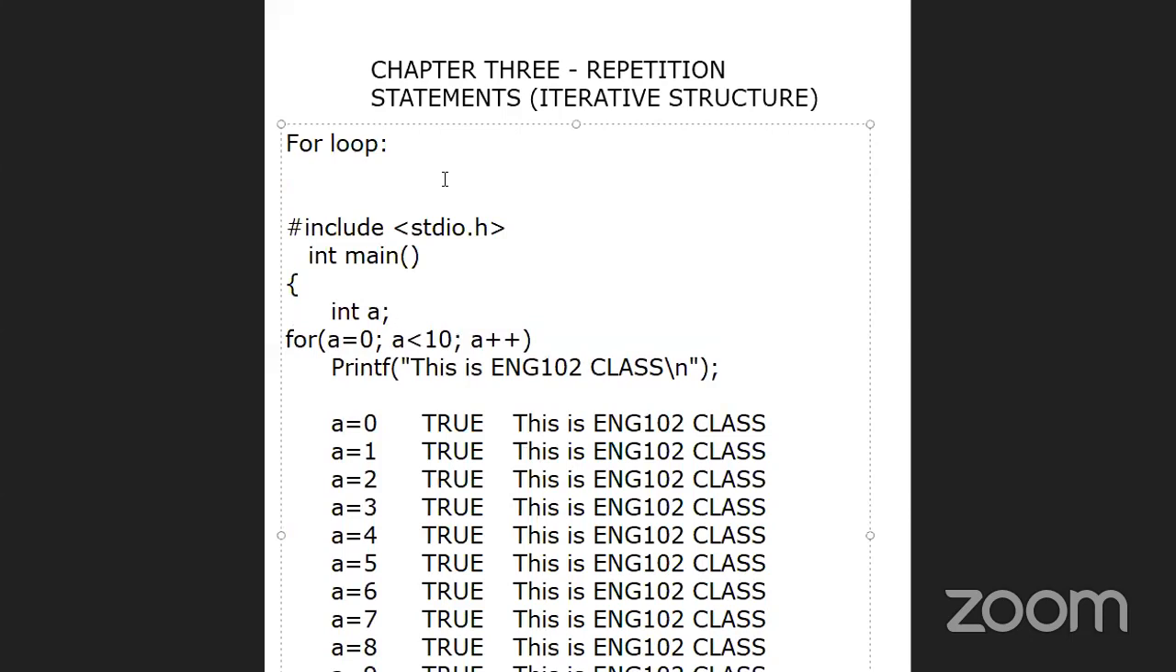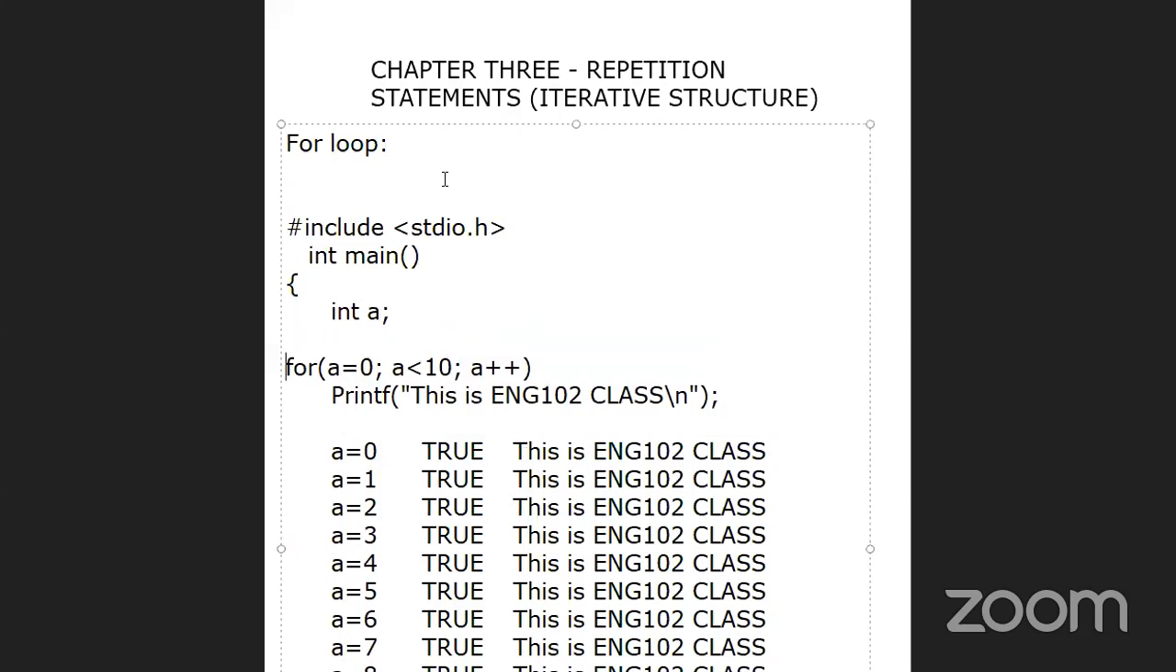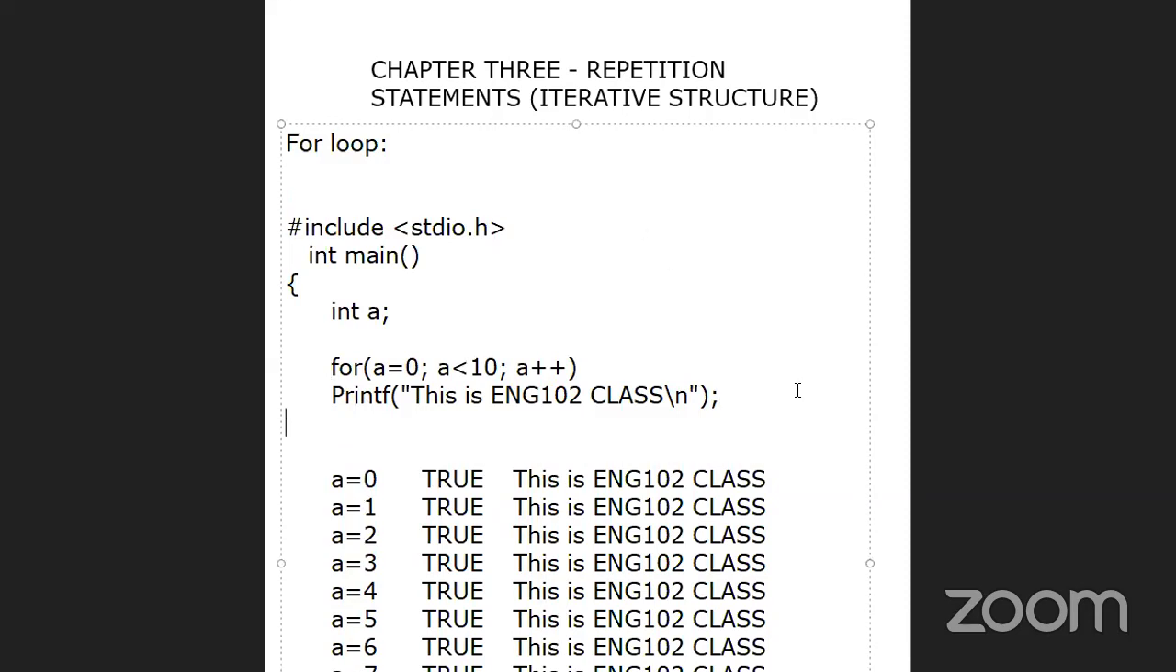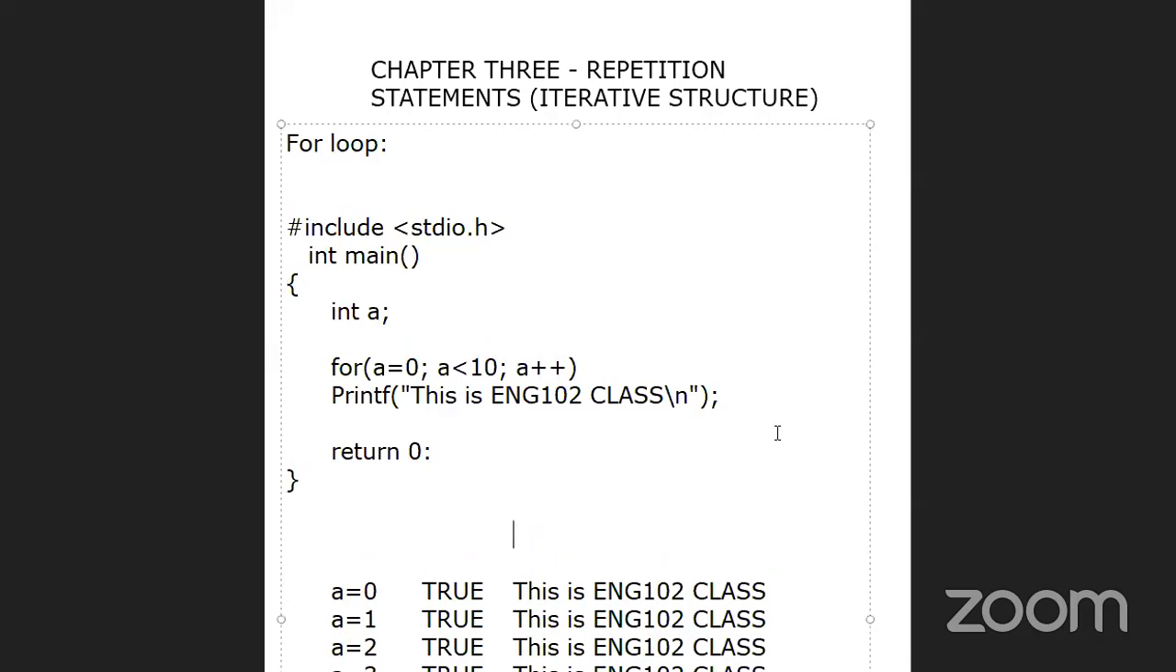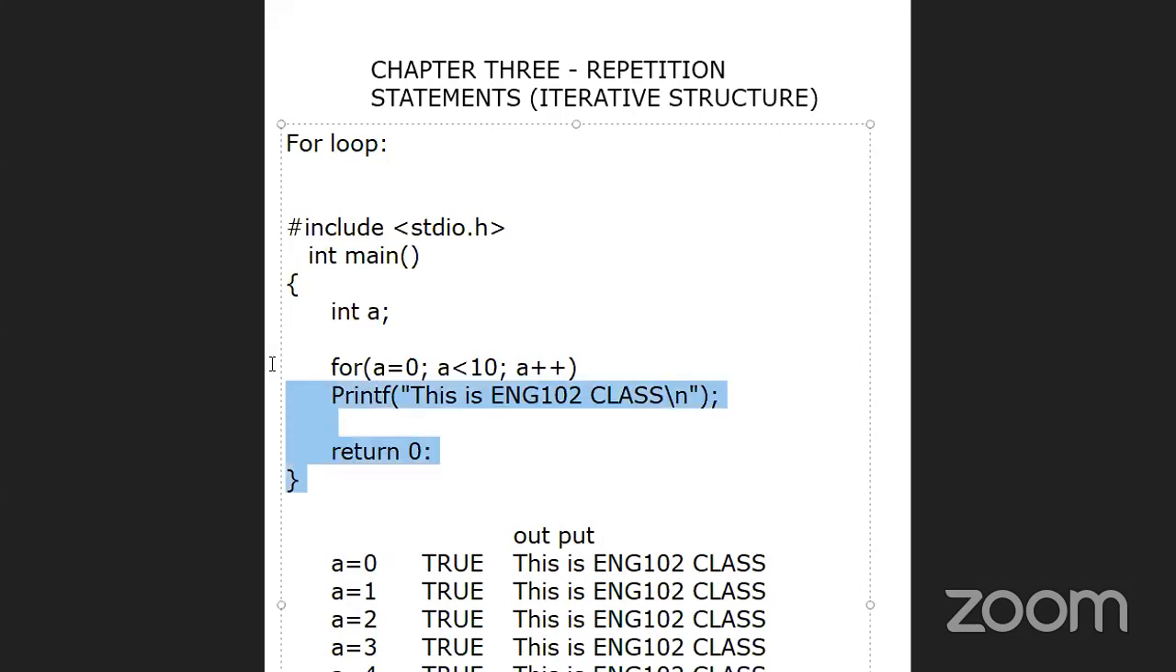So we define A as an integer. So we specify our for loop there. And then when we do all of this, then we say return 0. Then we close it. So this would be our output. Output is just going to be this. Okay. So that's going to be your output there. But that's your program that you should write in a nutshell.